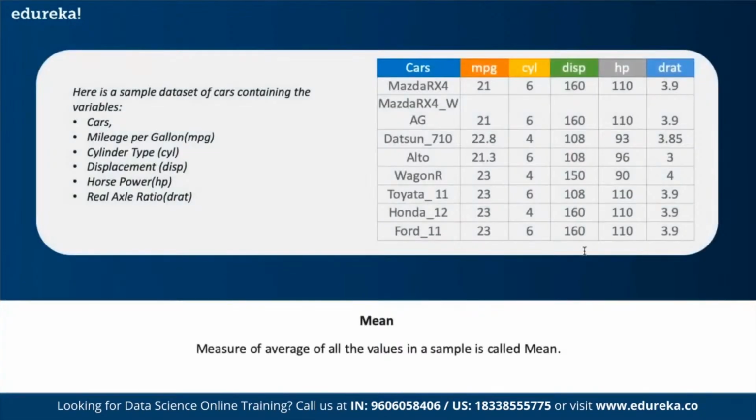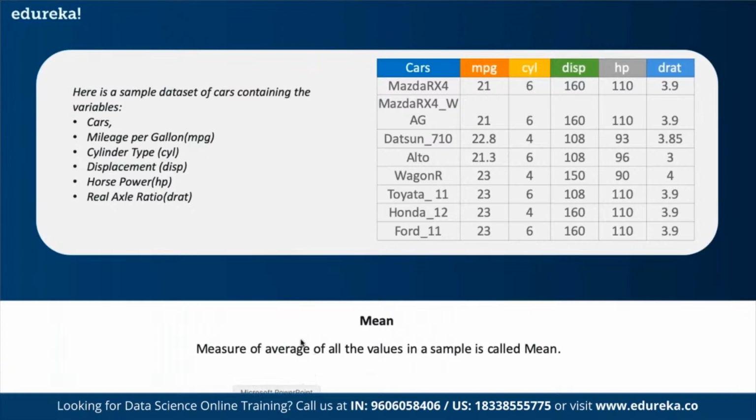For example, to understand this in simple layman terms, let's look at this given data. We have the list of cars, the miles per gallon average, the number of cylinders, the displacement, the horsepower, and the traction, right? So these are the main components for any particular car here, and this data contains a list of cars and all of these attributes.